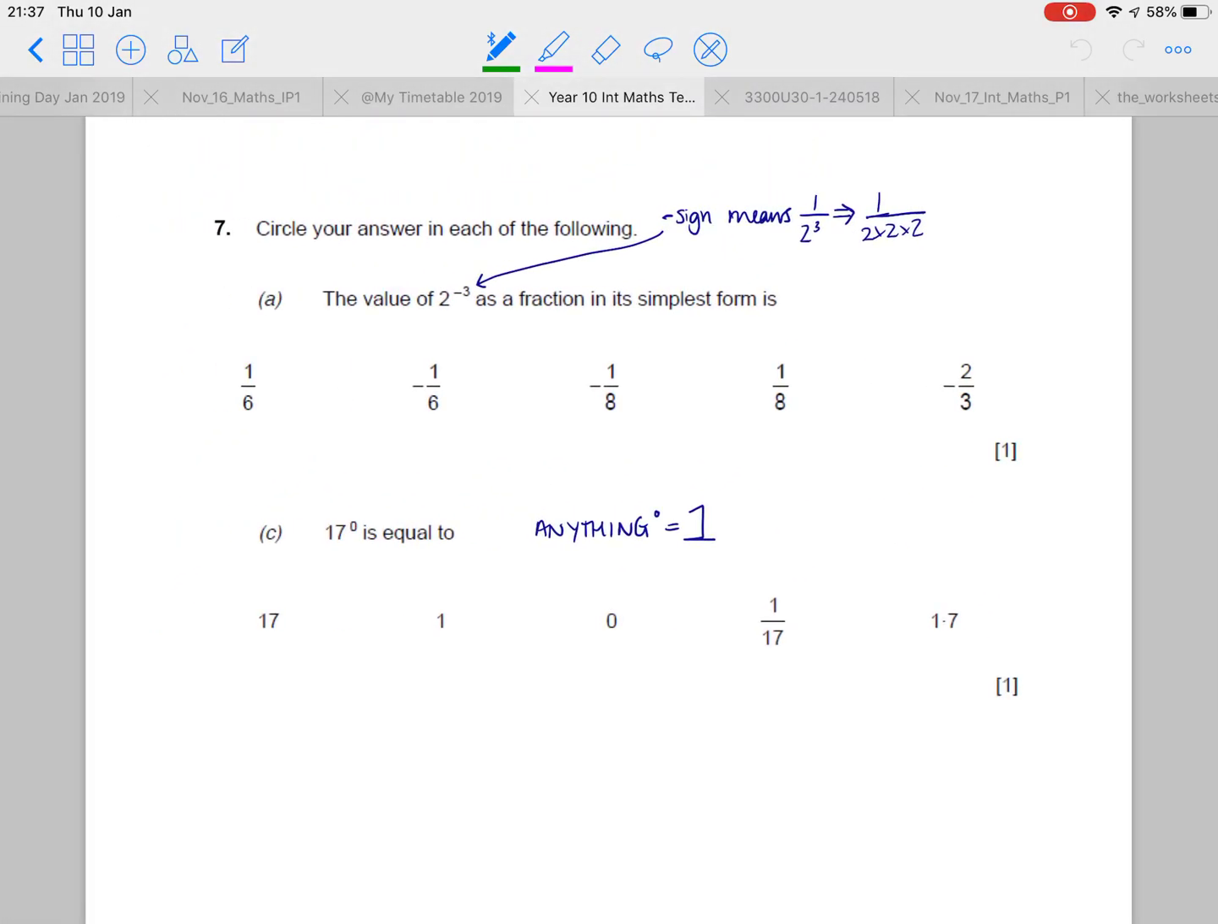Question 6 is multiple choice. The minus sign here has absolutely nothing to do with the negative answer. The minus sign here is all to do with it being 1 over, and 2 times 2 times 2 on the bottom of that fraction is going to give you 8. No real clue I can give you for question 7c, other than anything to the power of 0 is 1. So it's just 1.